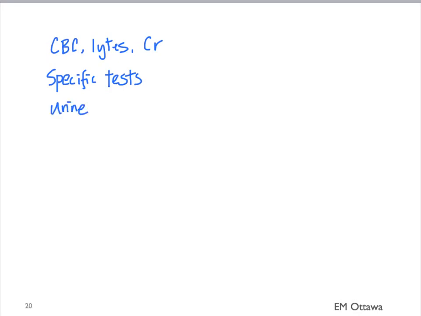In summary, we discussed the labs and imaging for patients with abdominal pain. We'll order CBC, lytes, and creatinine, and then specific tests based on where the patient's pain is. Remember that urine is important to rule out pregnancy and to diagnose conditions such as renal colic and UTI. In terms of imaging, X-ray is good in conditions such as obstruction, perforation, and foreign body, while a bedside ultrasound can quickly tell us some information about the patient.